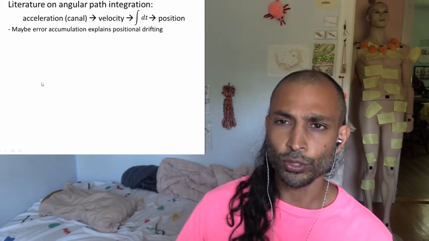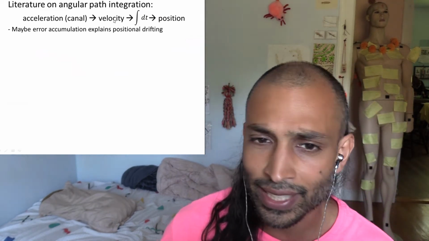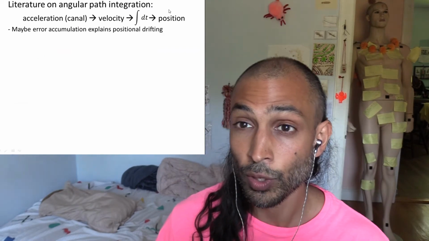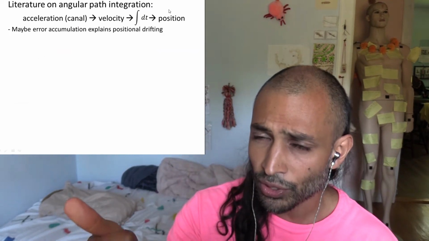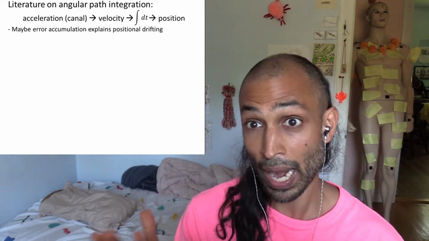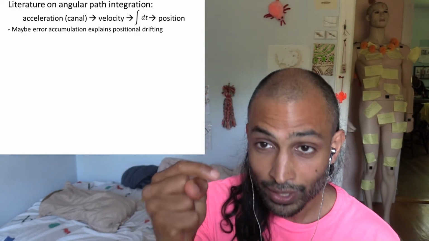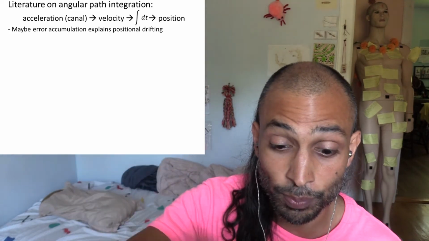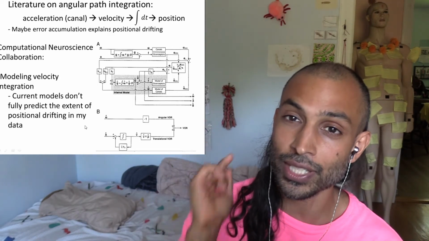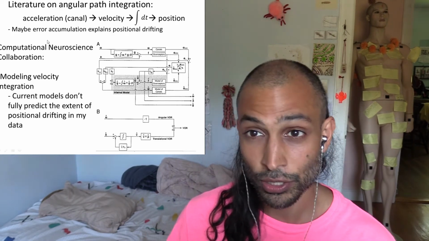Now, if you look at the literature on angular path integration, what they say is that, well, we have neural mechanisms to take acceleration and velocity, send it to a neural integrator that integrates the velocity over time to make an estimate of position. And there's experimental evidence for this, there's theoretical evidence for this, and the very convenient and perhaps correct answer is that there's error accumulation at every integration step, which is causing this positional drift. But what's interesting is that if you then look at the actual models of the vestibular system, these models don't predict the rate of error accumulation or positional drifting that I have.